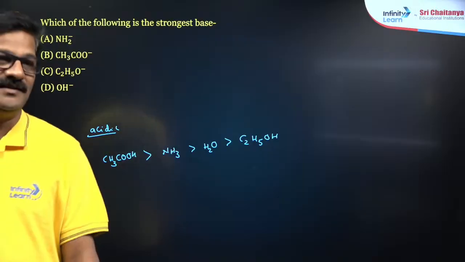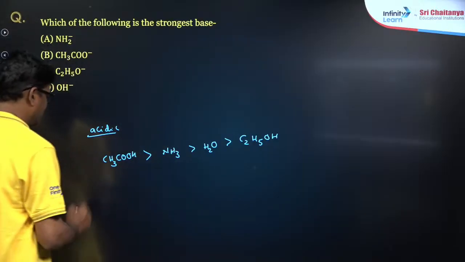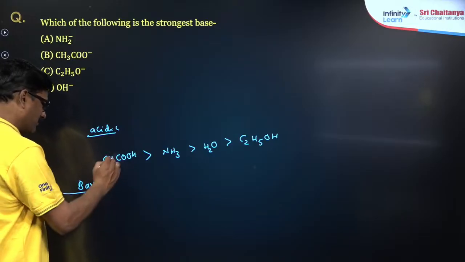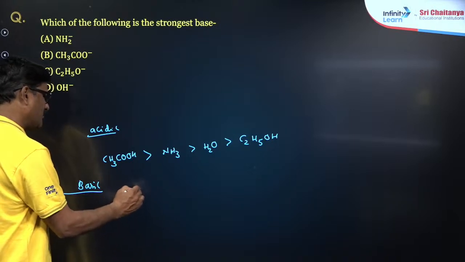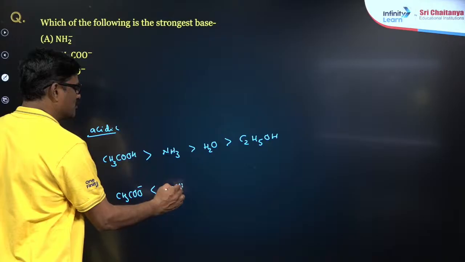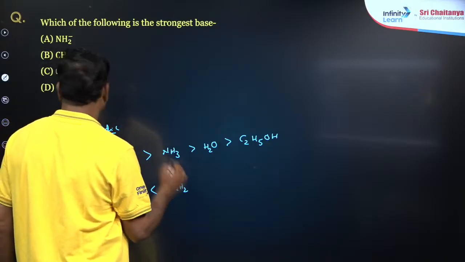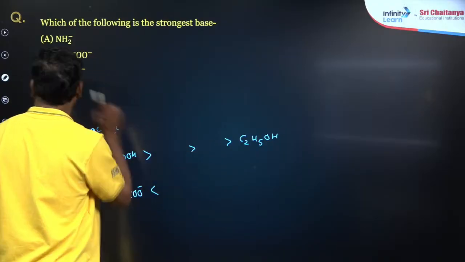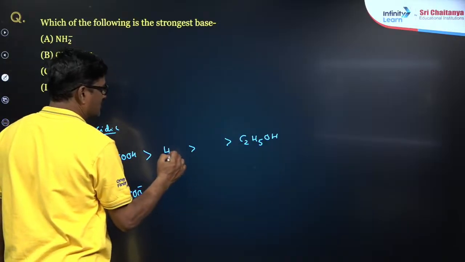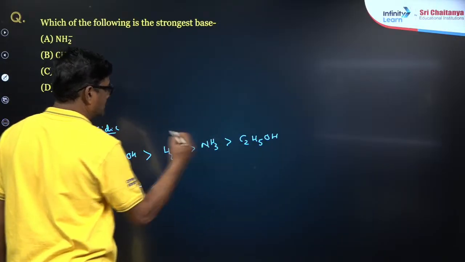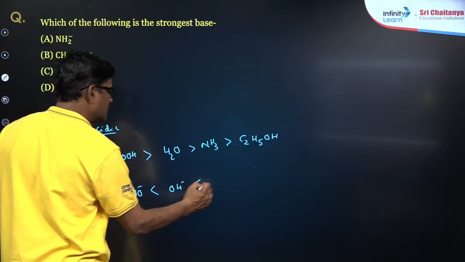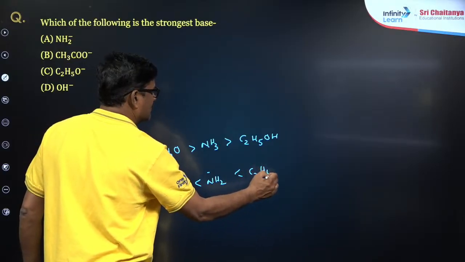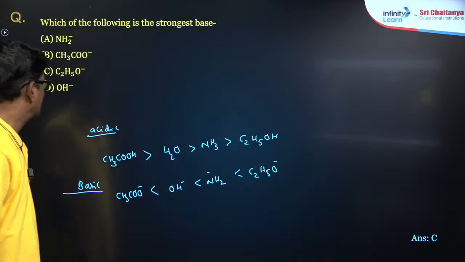Right? Now, basic strength. A strong acid will have a weak conjugate base: CH3COO minus, then NH2 minus for NH3, OH minus for H2O, and C2H5O minus. The answer is going to be C.